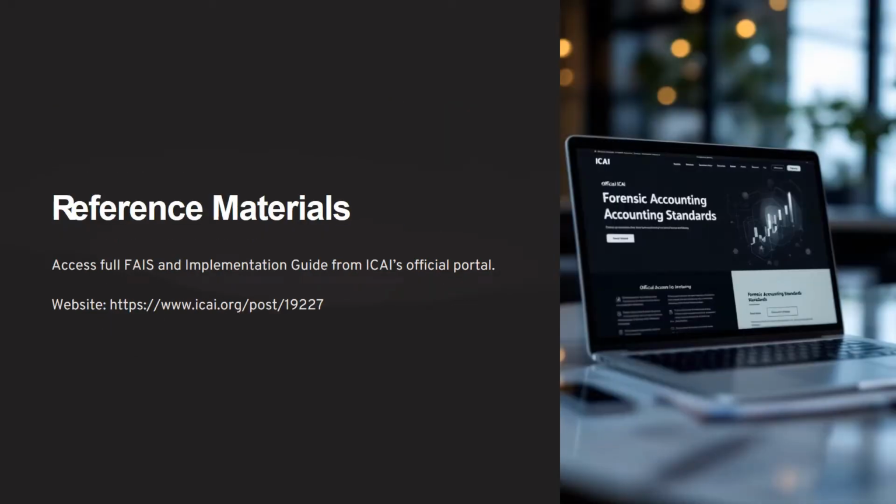Regarding reference materials, you can download the complete set of standards and the implementation guide from the ICAI's official portal under the Forensic Accounting and Investigation Standards Board, FAISB section.